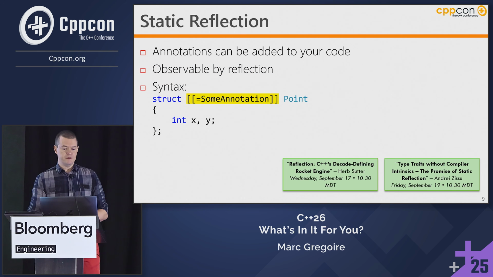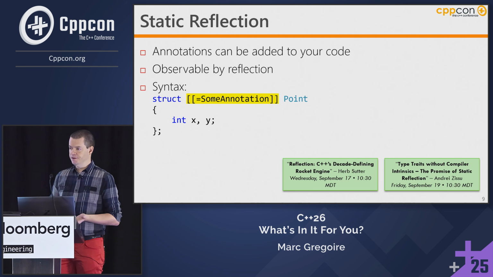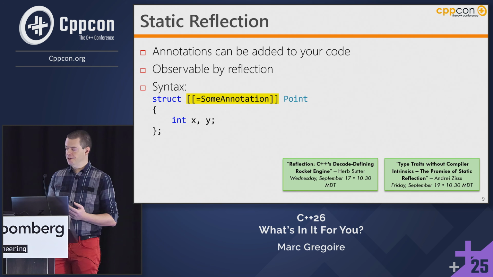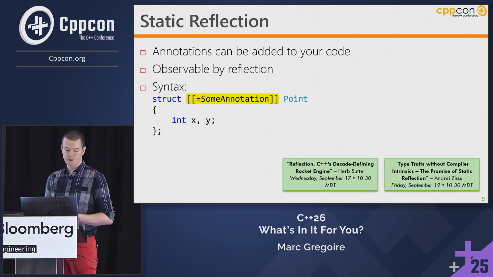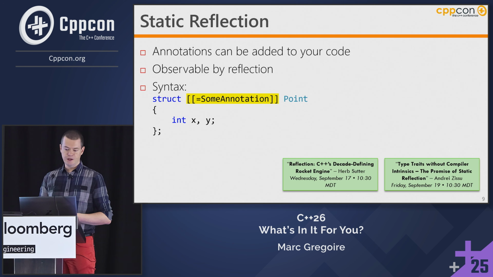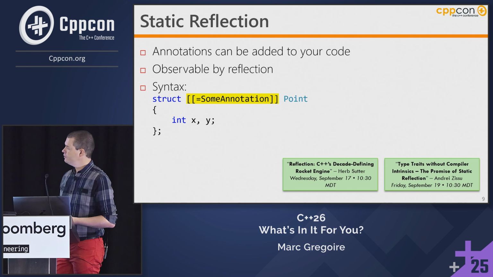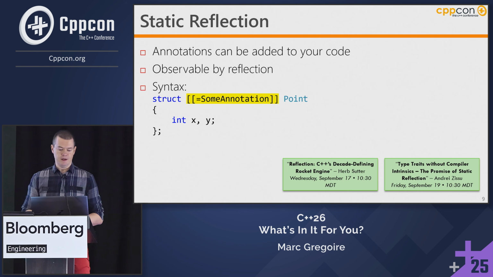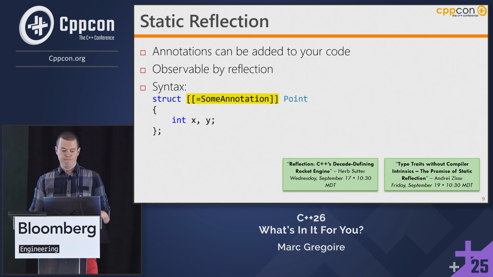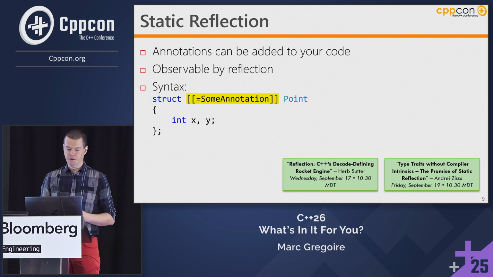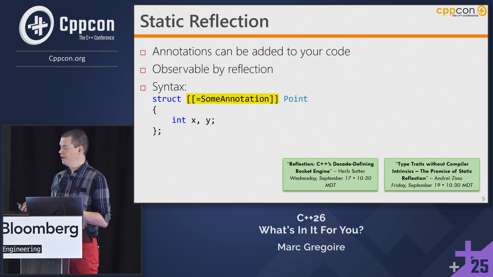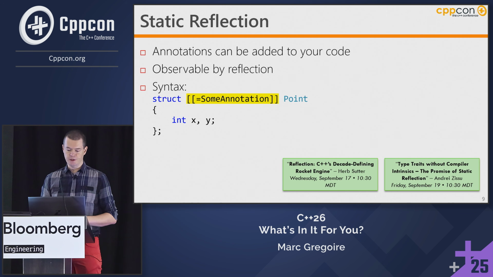What is also new is that you can add annotations to your entities in C++. And these annotations can be queried using reflection. The syntax is a double square bracket equal, so it's kind of an attribute, except for the equal sign. And again, in your reflection code, you can query for these kind of things. So you can do something special for a certain type that has a certain annotation.